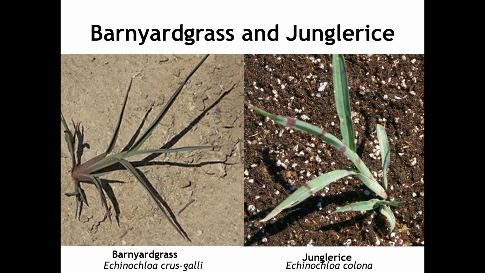Here are two examples of grasses that look very identical to each other: barnyard grass and jungle rice. Both have no auricles, no ligules, and the stems are flat. The most distinguishing feature, if you pay close attention, is the stripes. Those black stripes are present on jungle rice, but barnyard grass will not have those stripes.